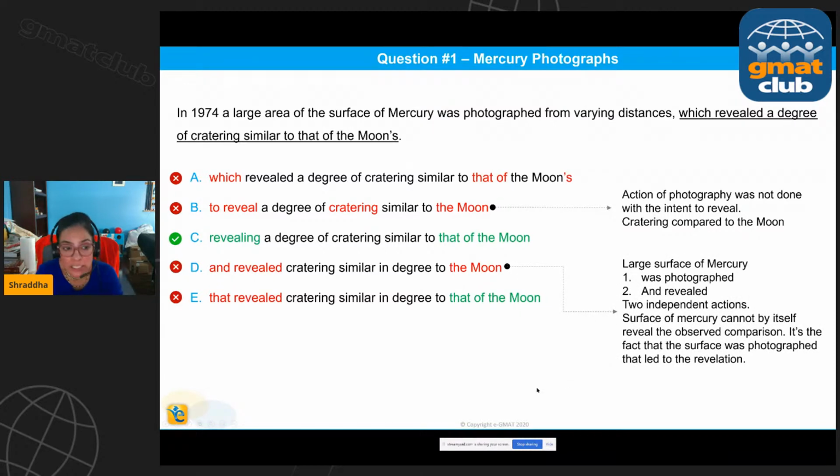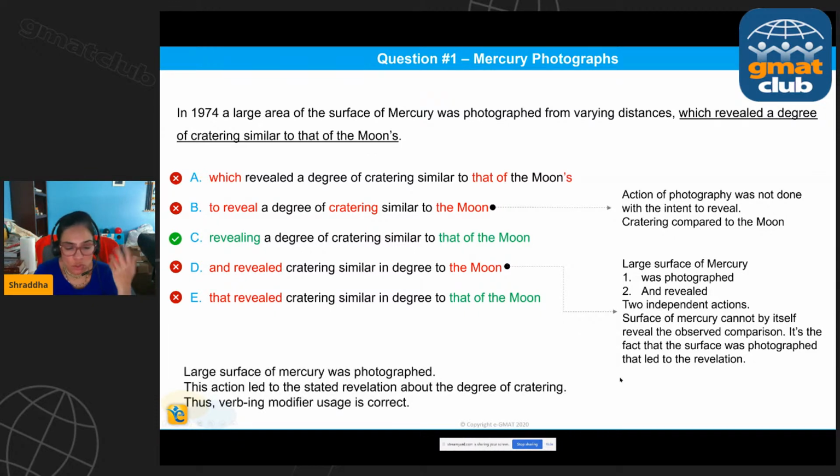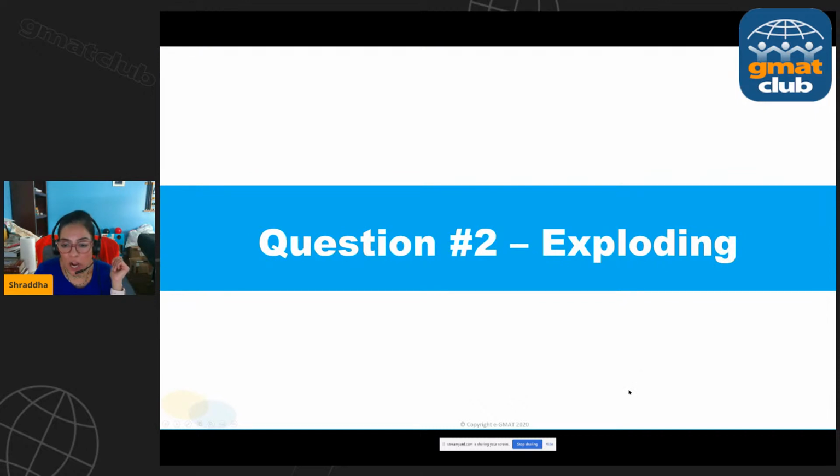Here we have a little more description about what's going on in choices B and D. So you can take a look at that. And I have already explained to you why the usage of the verb-ing modifier is correct in this sentence. I hope it is all clear to you. And with this, we are ready to go to our next question.